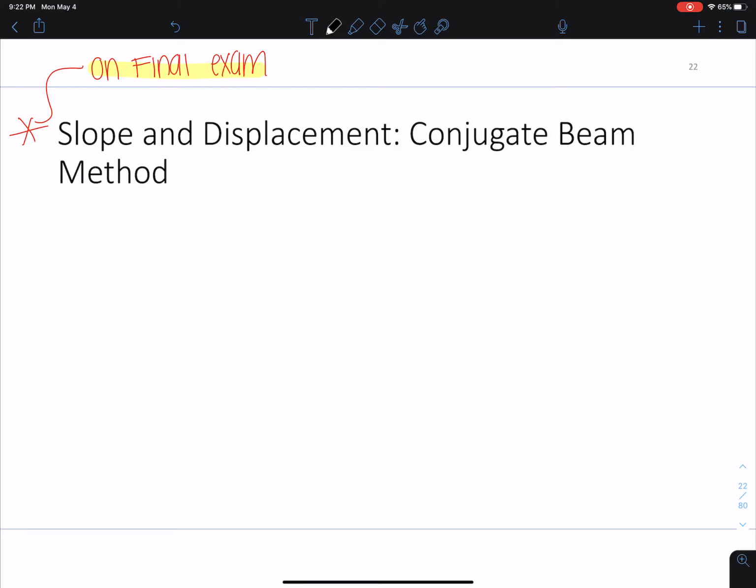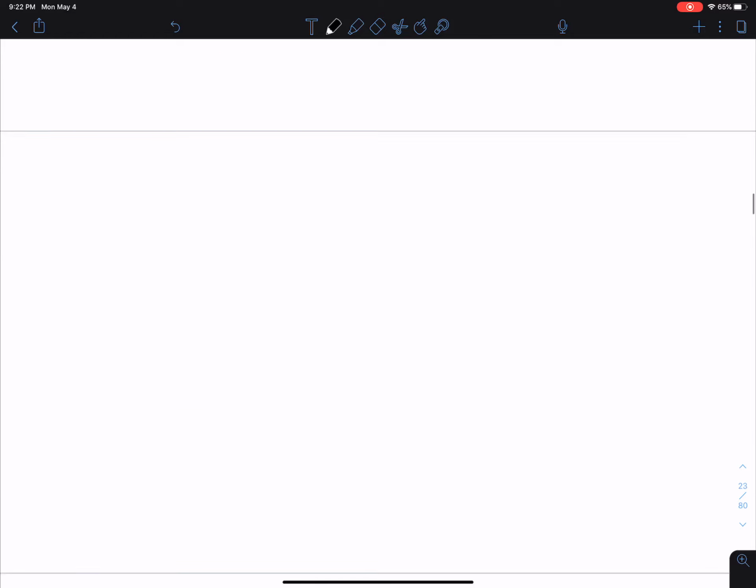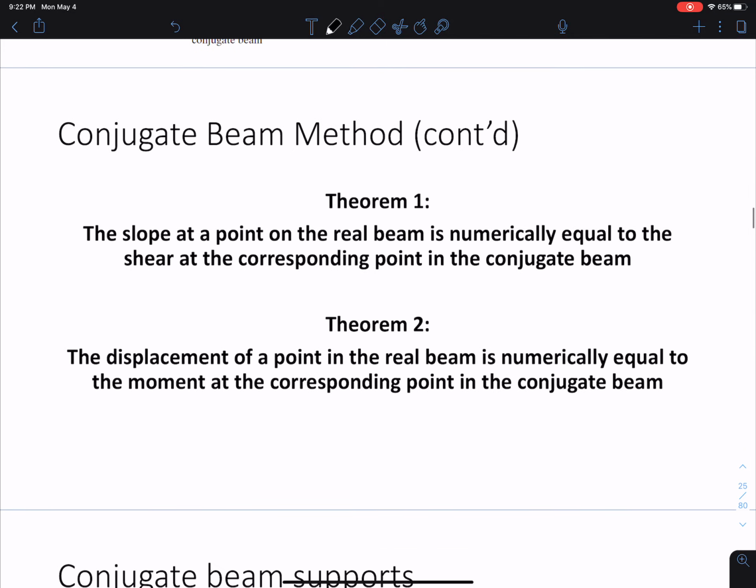So the conjugate beam method is based on two main theorems. The first theorem, number 1, basically says, and this is written here, I can just read them: the slope at a point on the real beam is numerically equal to the shear at the corresponding point in the conjugate beam, and the displacement of a point in a real beam is numerically equal to the moment at the corresponding point in the conjugate beam.